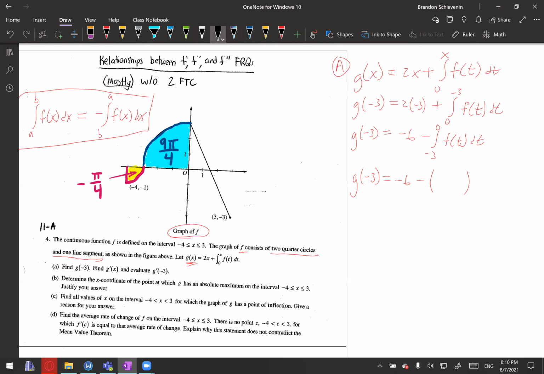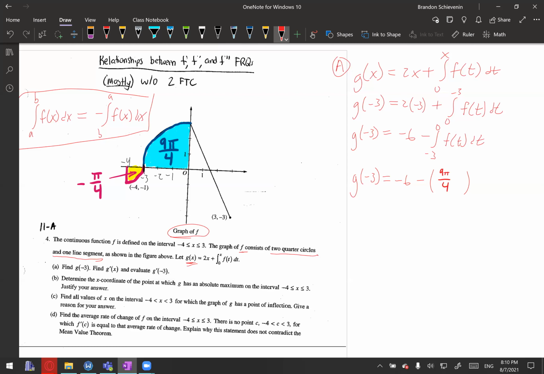Throw some labels on really quick. This is -1, -2. This is -3, and then -4. So from x equals -3 to 0, how much area was underneath the curve? 9 pi/4. That's it. Okay, so g at -3 then should be -6 minus 9 pi/4.